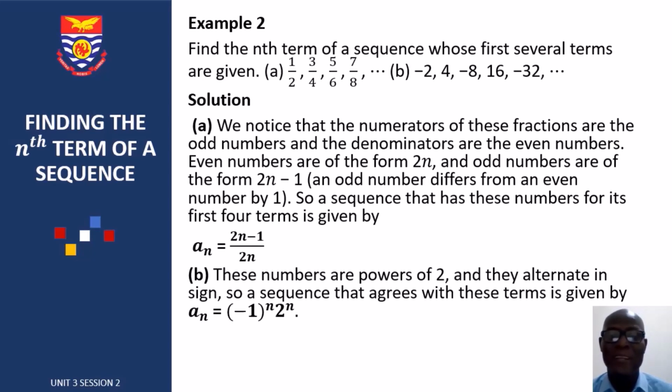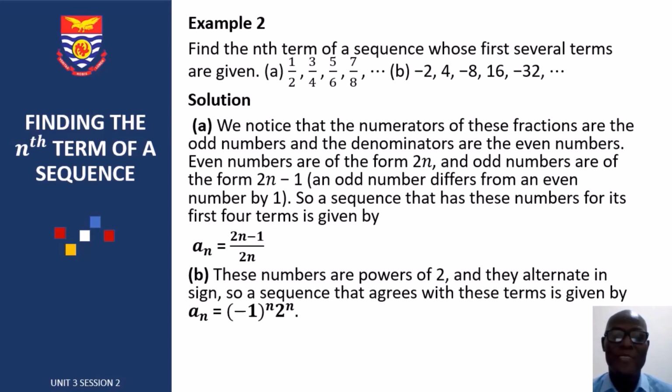When we are finding the fourth term, then we put 4 in place of n. So A subscript 4 equals (-1)^4. (-1)^4 is 1, since 4 is an even number. Now 2^4 becomes 16. So 16 multiplying 1 gives 16 as the fourth term.